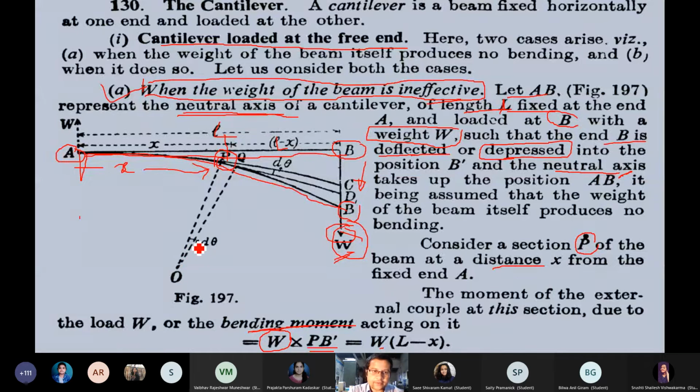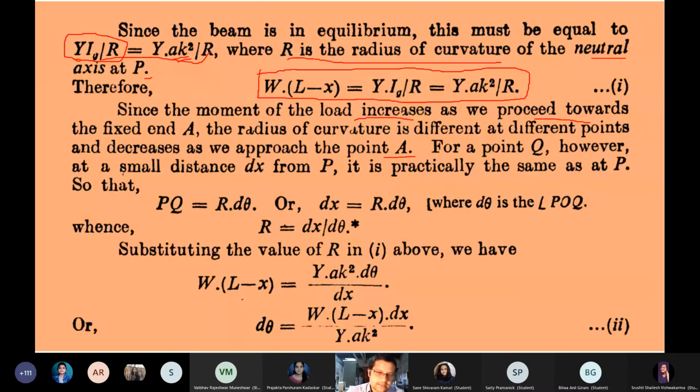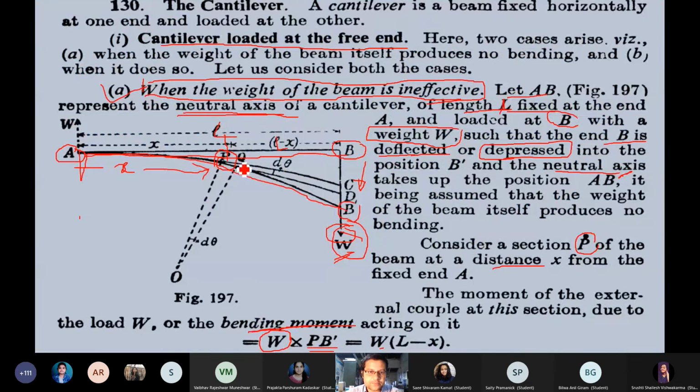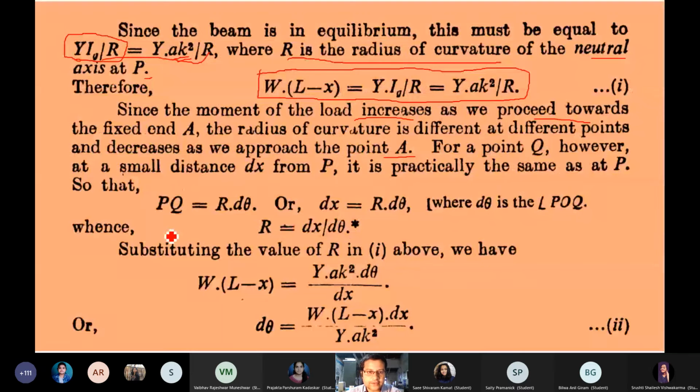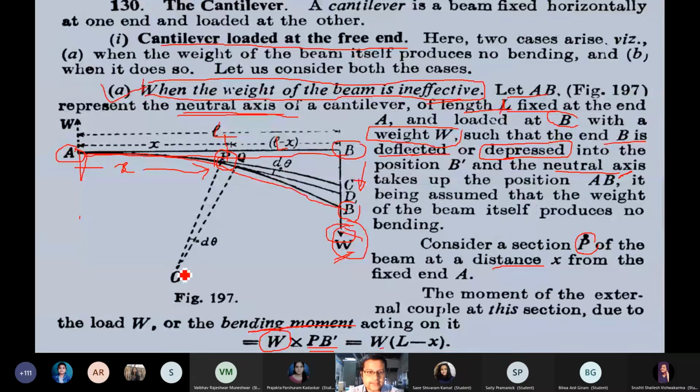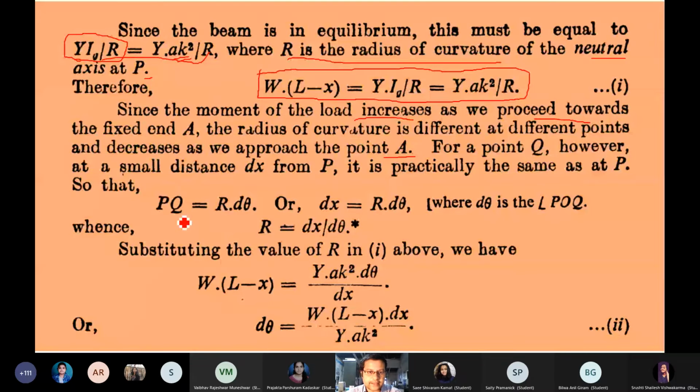Okay, so look at what I'm going to explain to you. For a point Q at a small distance dx from P, which is obtaining an angle d theta over there, can we write down the PQ's magnitude? Yes, that arc is nothing but the radius into the angle which it is subtending. So therefore PQ is equal to r d theta, you can write over here.